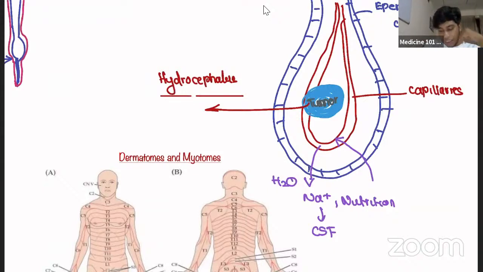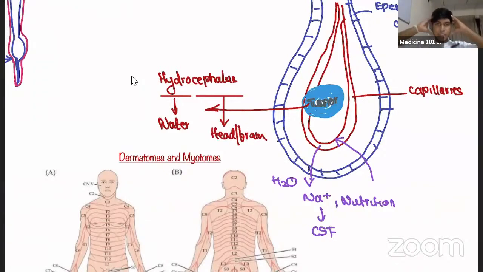Not CSF. Collection of CSF. Okay. Particular. Just break down the name: hydrocephalus. What is hydro? Water. Yes, water. What is cephalus? Head, or brain. So basically, water accumulates in the head, and this usually affects babies before they are born. They have a massive head.